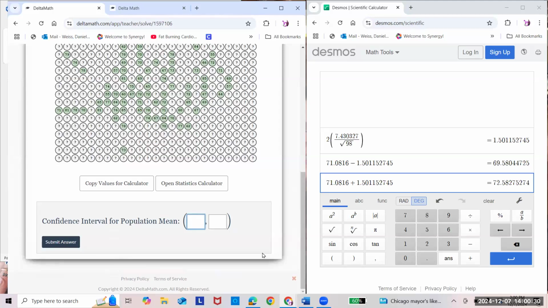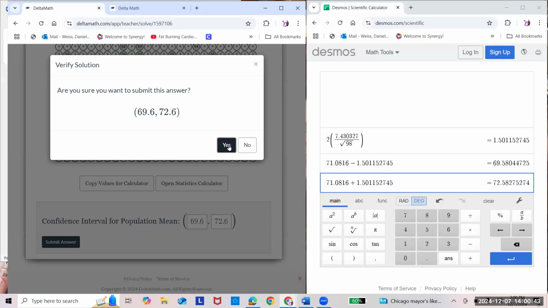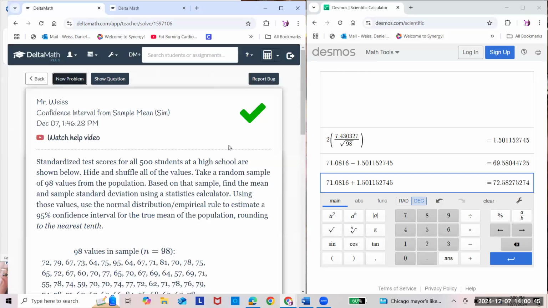We're going to go 69.6 and 72.6. Okay, are you sure? Yes, and there you go. That is how you do it. That's how you're going to do these problems for confidence interval from a sample mean.